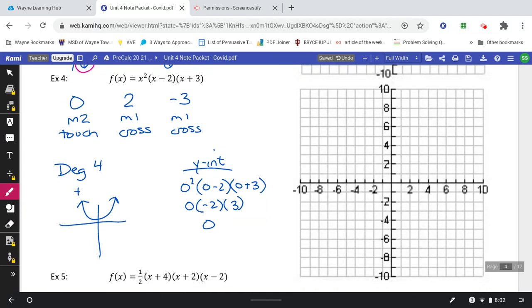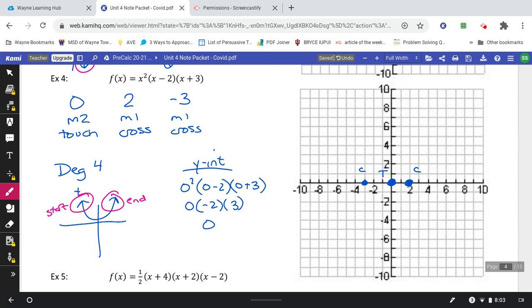We'll put our 3 x-intercepts, our 3 zeros, on the graph. So I have first a 0 and a little t for touch, 2, c for cross, and -3, c for cross. My y-intercept is already right here plotted in the middle, so I don't have to do that as an extra point. And then we're ready to graph. We're going to start in the top left and end in the top right.